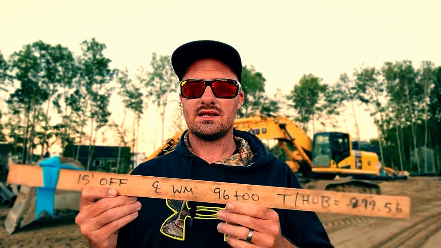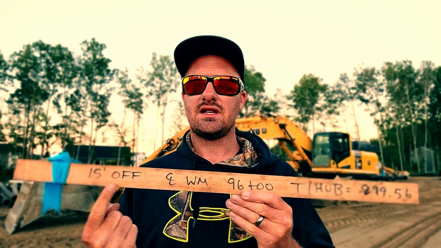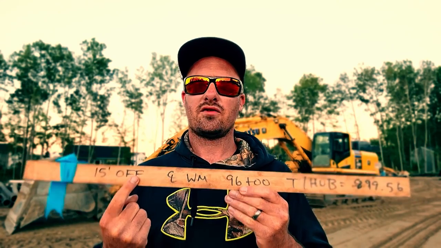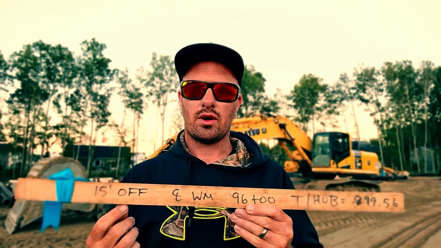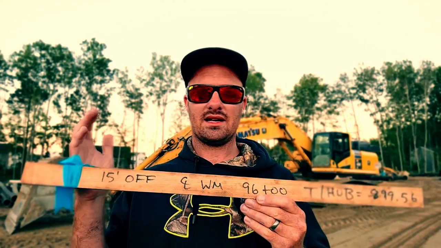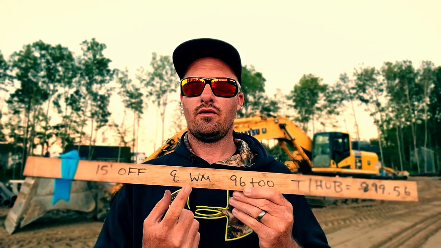hand and we're already discussing all of these grade stakes and how to read them. So the first thing you're going to see here is 15-foot OFF. OFF stands for offset. You will also see O/S that will represent offset as well. It just depends on the engineering firm and the surveyor that was actually out. This is 15-foot offset for the center line of the water main.